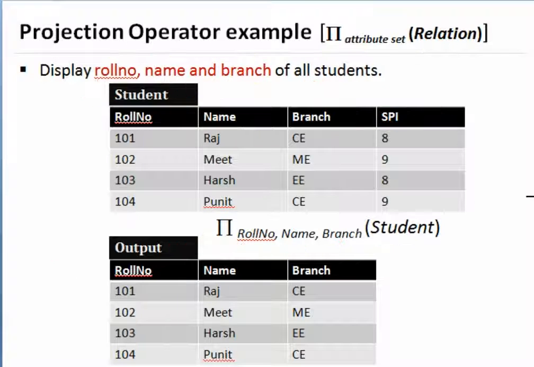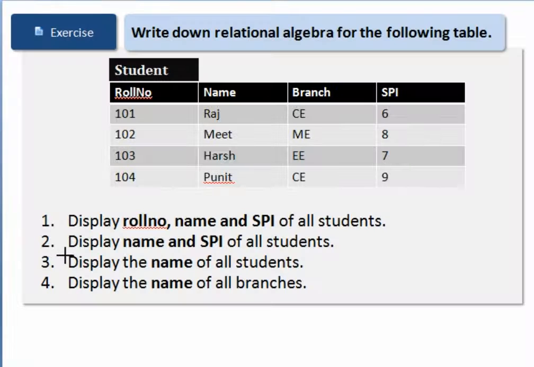Now in the next slide we have some exercise. Write down the relational algebra for the following table. The student table is given. First query: display the roll number, name and SPI. Second, display the name and SPI. Third one, display the name of the student, and display the name of all the branches. Remember, you have to apply this relational algebra projection operation by yourself. Okay, so we move on to the next slide.